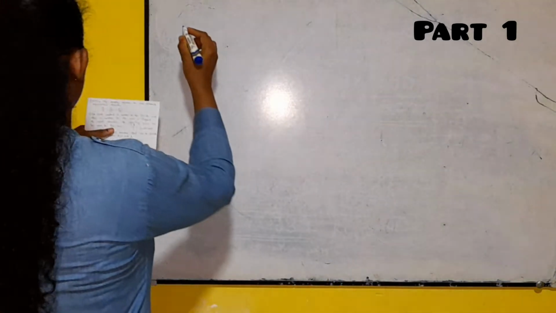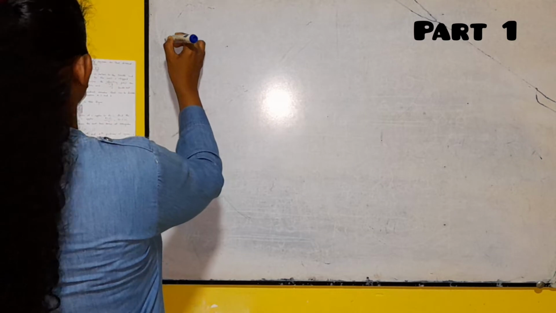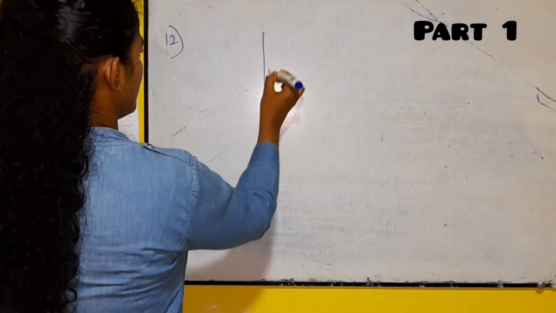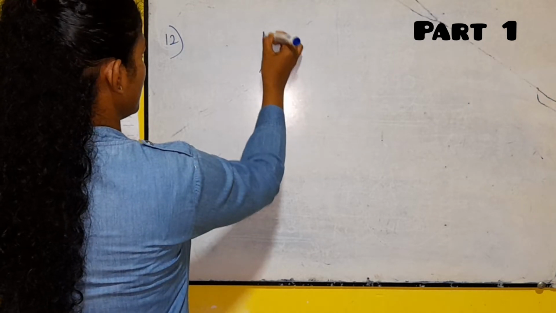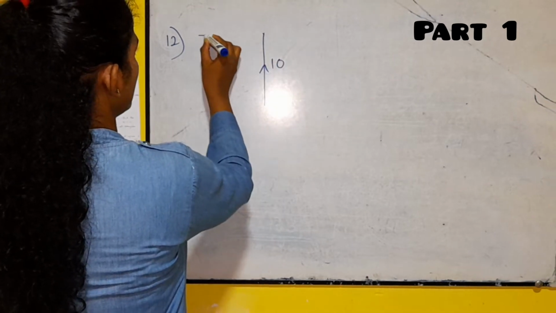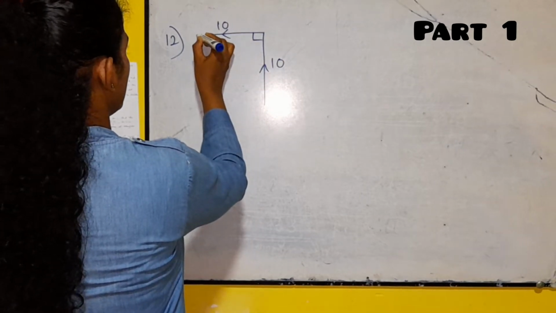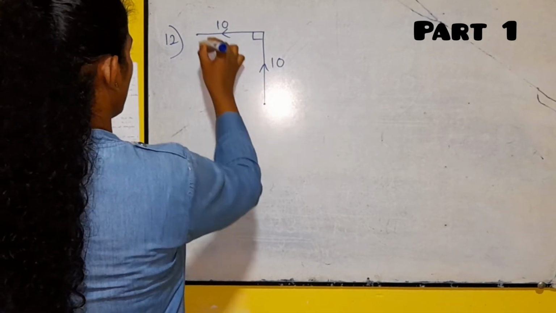Question number 12. A child walked 10 meters to the north and then 10 meters to the west and stopped. In which direction can the starting point be seen by him now? We will draw the diagram here. He went 10 meters to the north direction. Then 10 meters to the west direction. Then this is the ending point, this is the starting point.